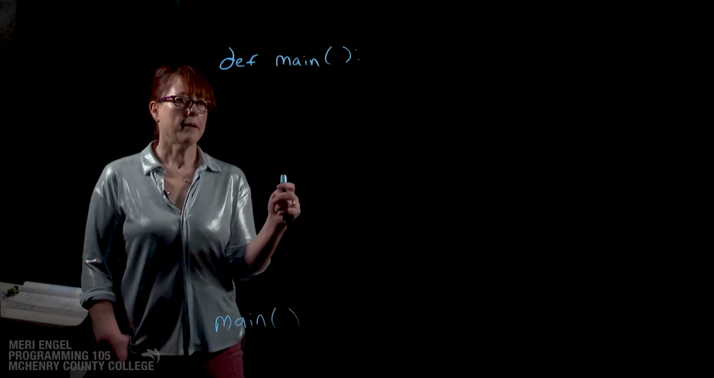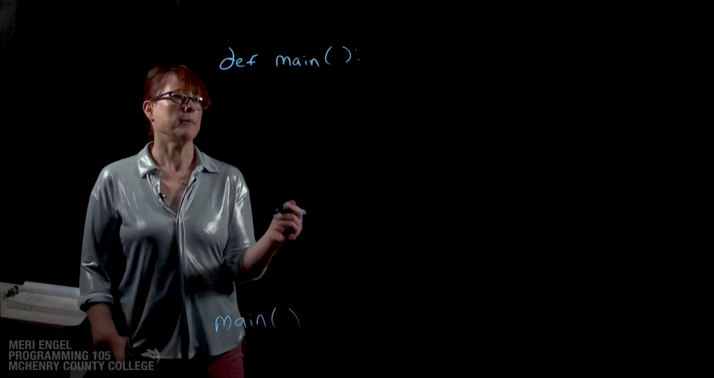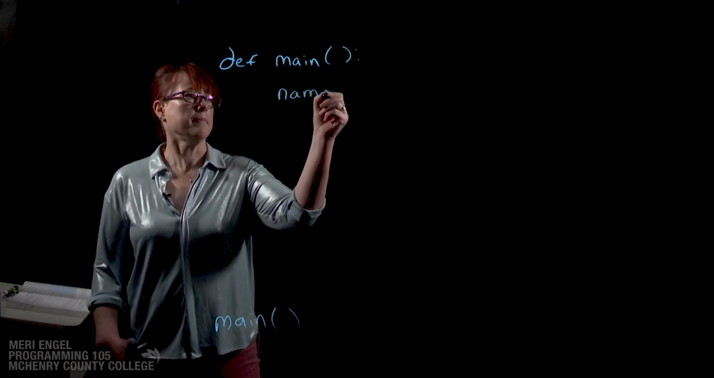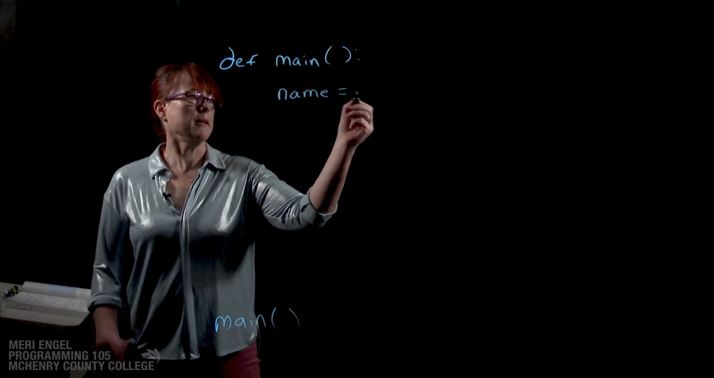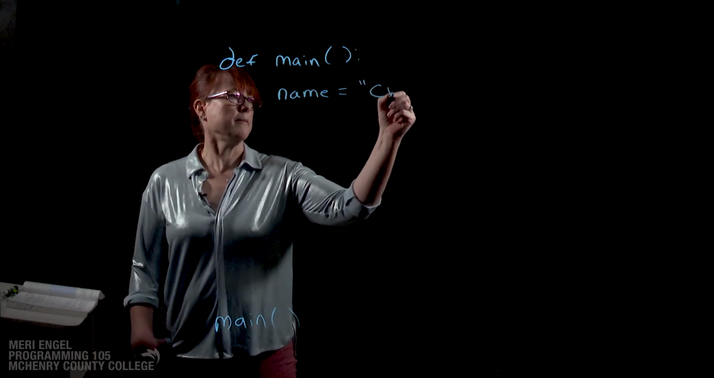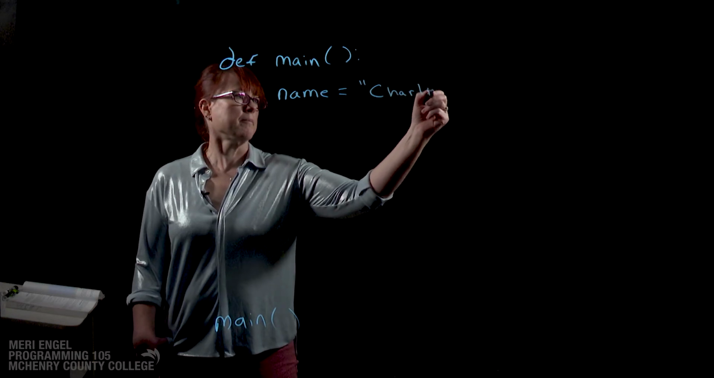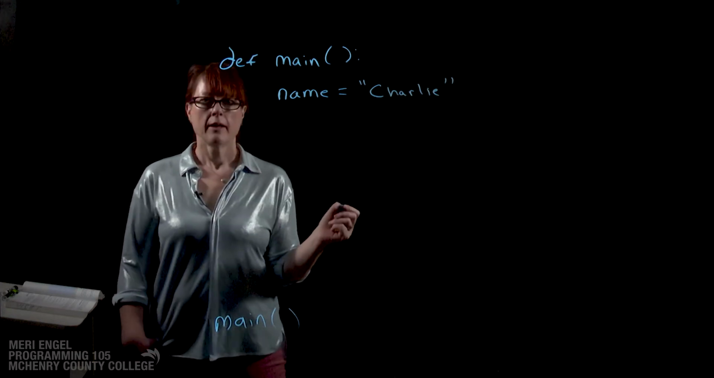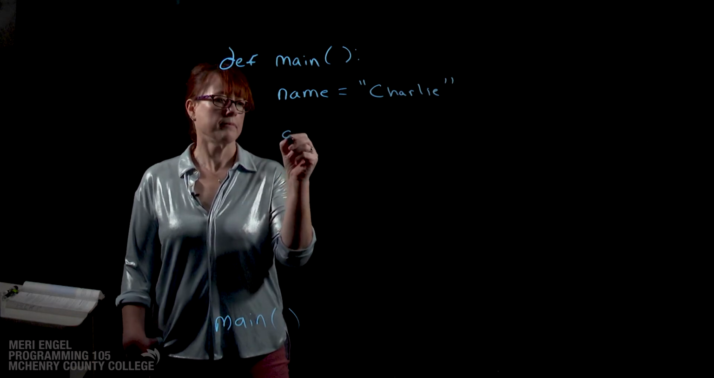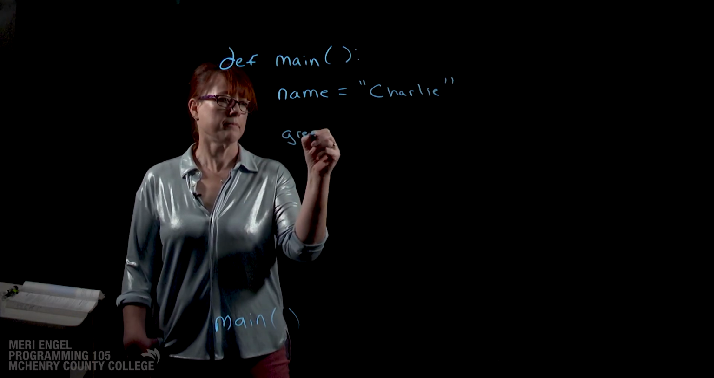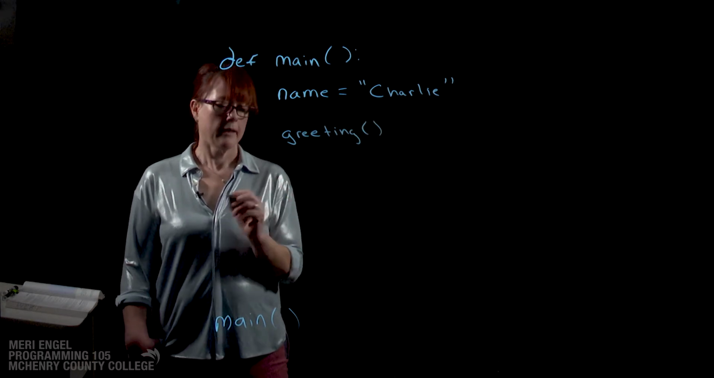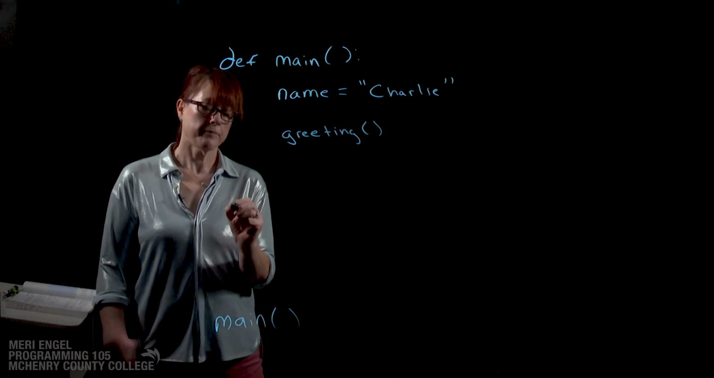And inside our main method, we're going to create a variable and we're going to call it name. And we'll have name equal to Charlie. And then we're going to call a function, and we'll have our greeting function.